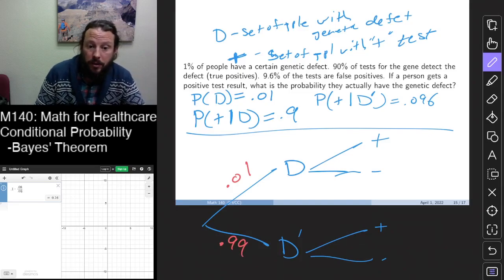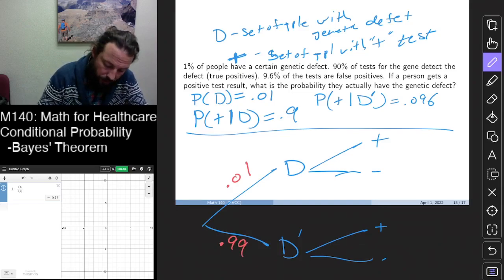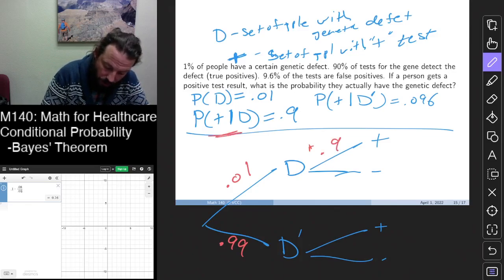Then over here, what are we looking for? The probability that we test positive given we have the defect. Make sure you understand how you're reading that in the chart. And that's, of course, right here. This is our 0.9, so the other branch has to be a 0.1.